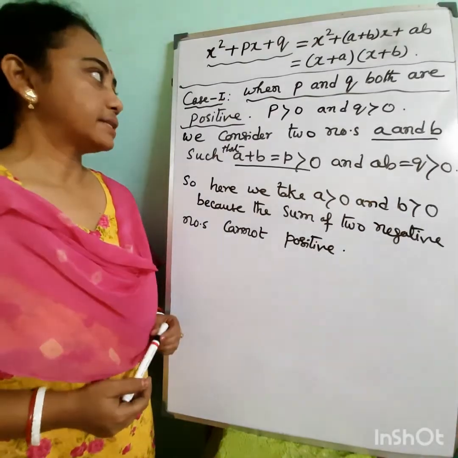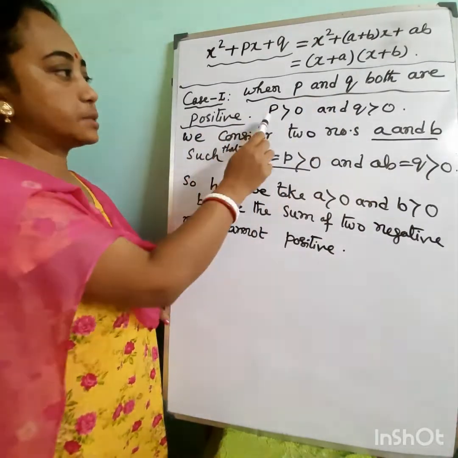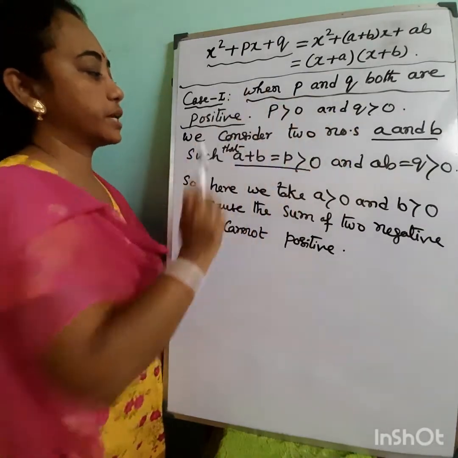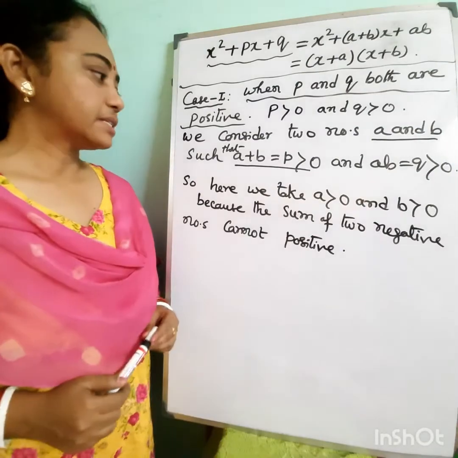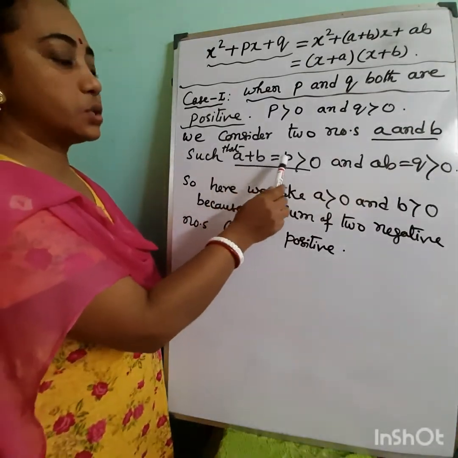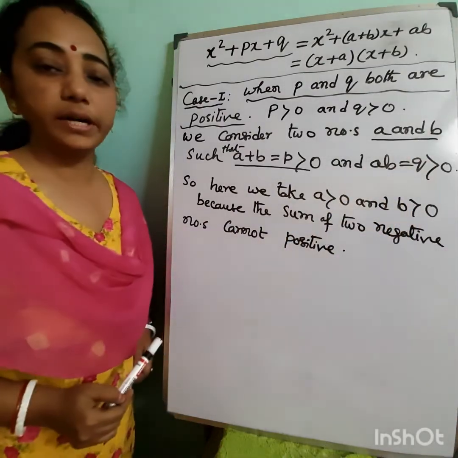Now let us consider the case when p and q both are positive, that is p is greater than 0 and q is greater than 0. So we consider two numbers a and b such that a plus b is equal to p, which is greater than 0, and ab is equal to q, which is greater than 0.